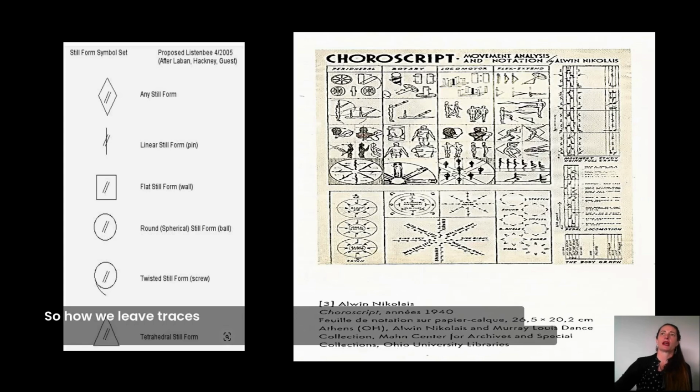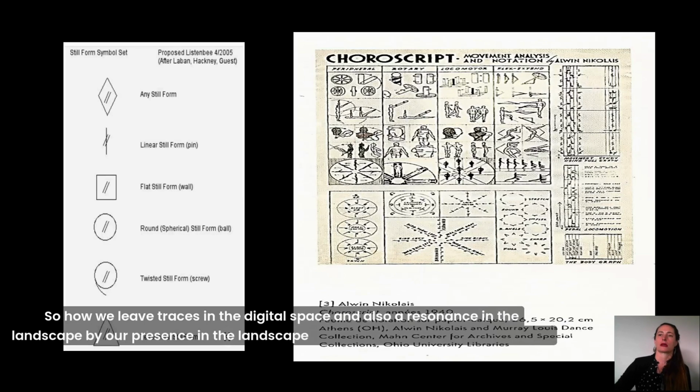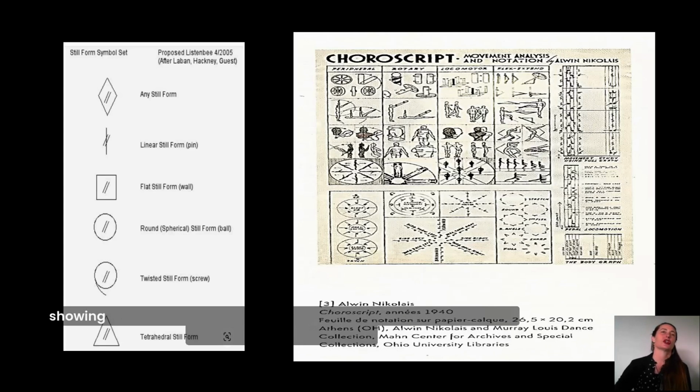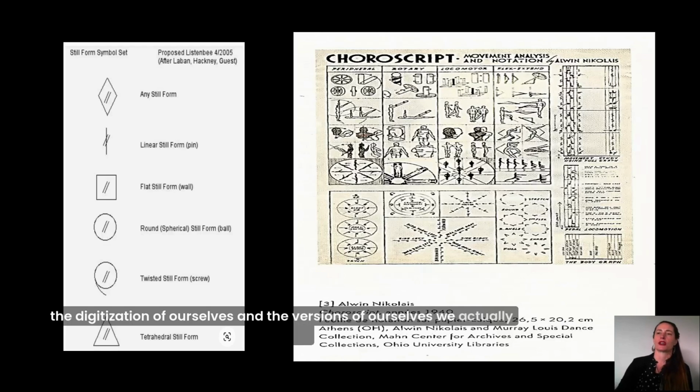So how we leave traces in the digital space and also a resonance in the landscape by our presence in the landscape really becomes an imminent way of showing up physically, but also using that mirror effect of multiplying ourselves again and again in the ether and the digitization of ourselves and the versions of ourselves we actually present.